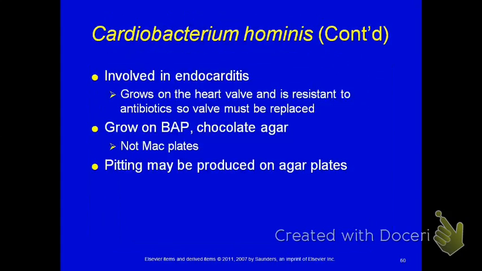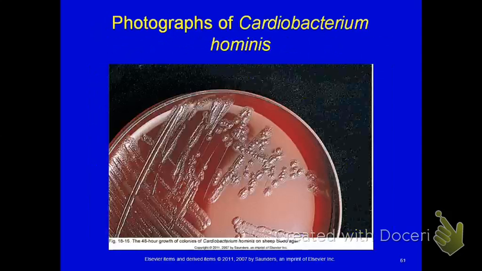So, perhaps the name Cardiobacterium refers to the fact that this organism could cause endocarditis, which of course involves the heart valve and is resistant to many antibiotics. So, as a result, it's very expensive. The valve must be replaced. So, the organisms could grow on blood agar plate, chocolate agar plate, but then again, not on MacConkey agar. So, pitting may be produced on agar plates.